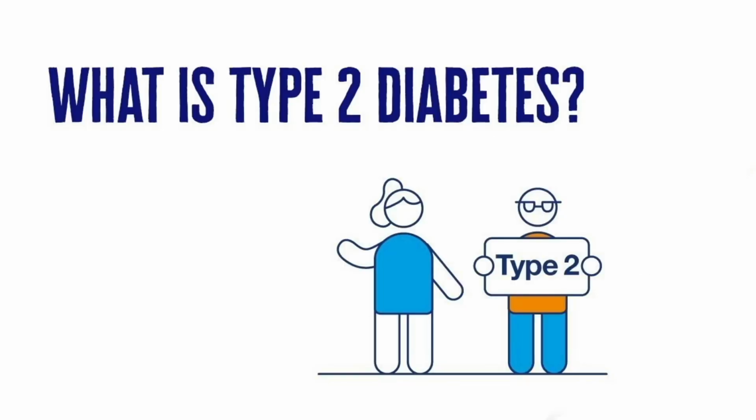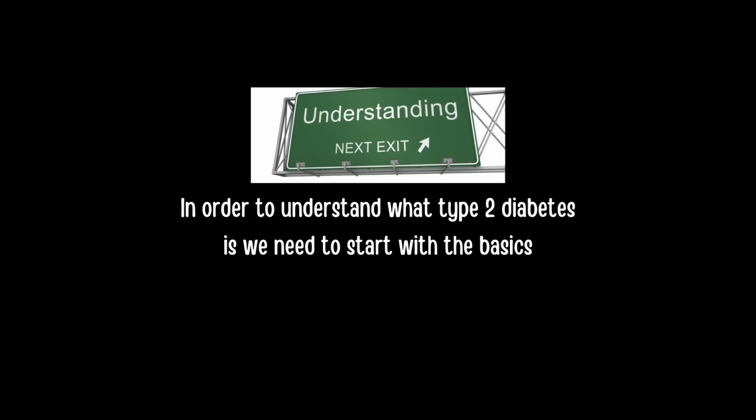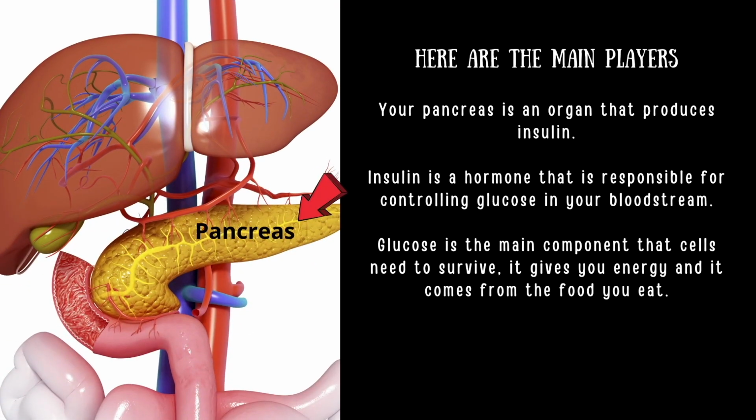What is type 2 diabetes? In order to understand what type 2 diabetes is, we need to start with the basics. Your pancreas is an organ that produces insulin. Insulin is a hormone that is responsible for controlling glucose in your bloodstream. Glucose is the main component that cells need to survive. It gives you energy, and it comes from the food you eat.